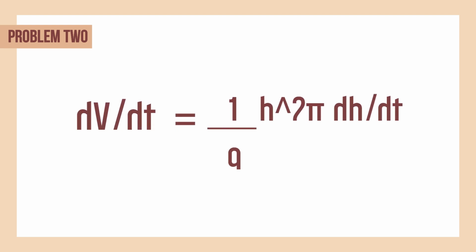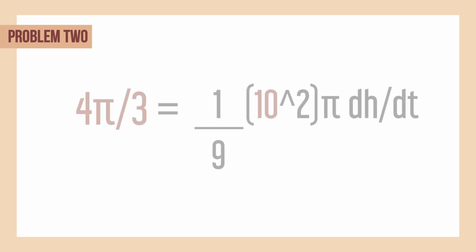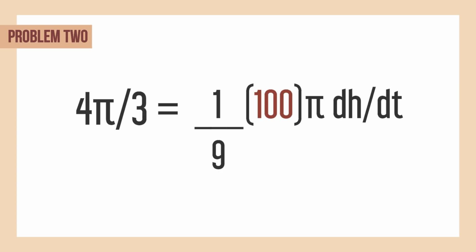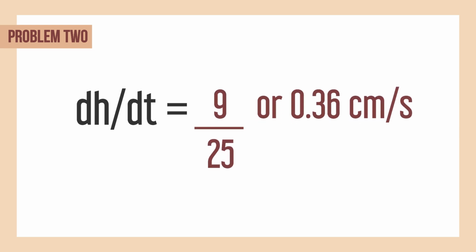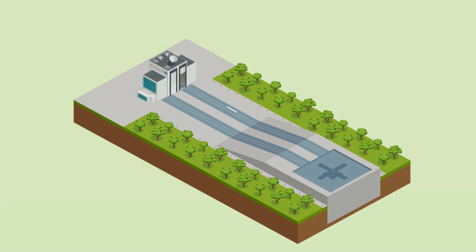Next, differentiate this equation on both sides, which will give us dv over dt equals 1 over 9 h squared pi dh over dt. Input our known values, dv over dt, which is 4 pi over 3, and the height, 10. Let us simplify this equation. Isolating the dh over dt value, we will get 9 over 25 or 0.36 centimeter per second.